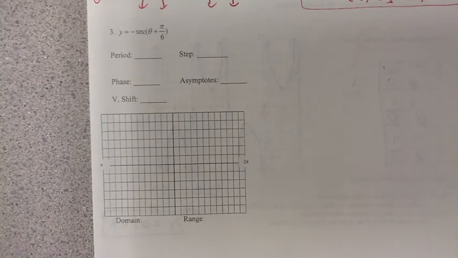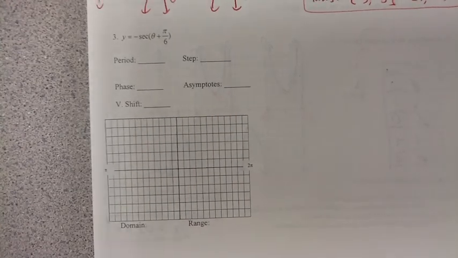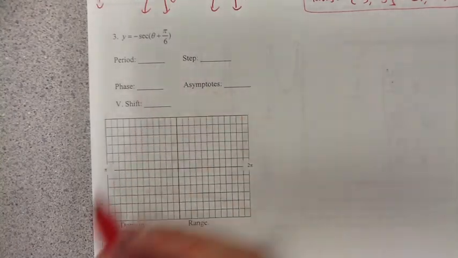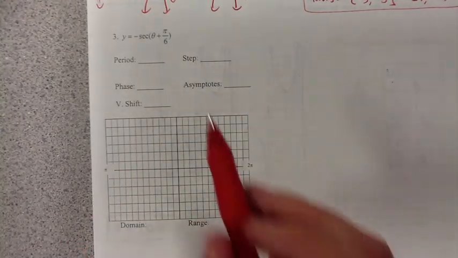Welcome to part 2, graphing these functions, cosecant and secant function. We're going to graph number 3 right now. Used to be number 2, but I guess 2 was too hard, so I decided to call it number 3. Haha. Alright, so to graph this function, it's the secant function.